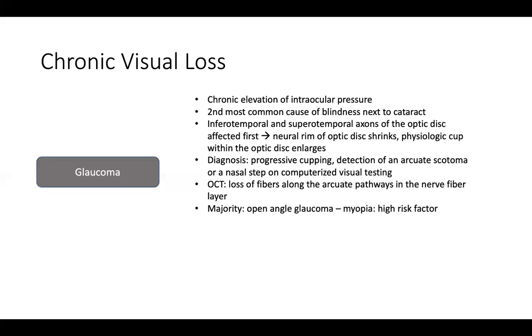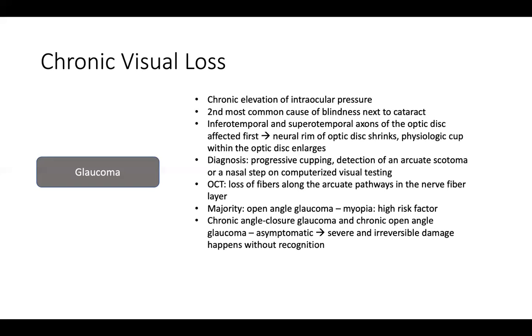The preponderance of patients with glaucoma have open anterior chamber angles. Surprisingly, a third of patients with open-angle glaucoma have an intraocular pressure within the normal range of 10 to 20 millimeters mercury. For this so-called normal or low-tension form of glaucoma, high myopia is a risk factor.